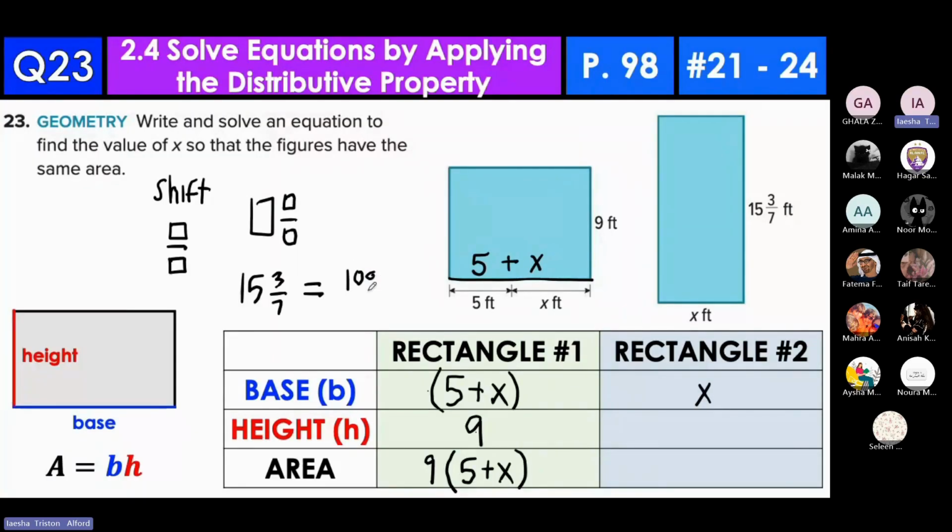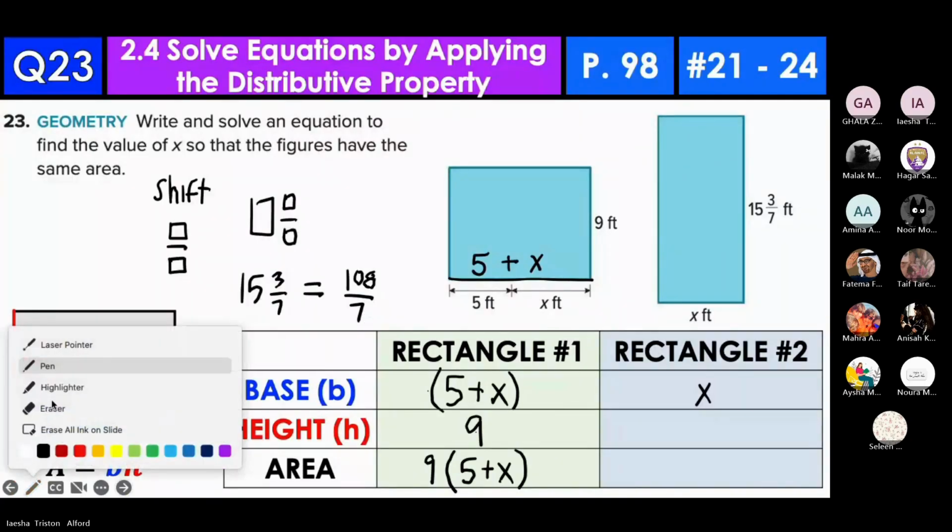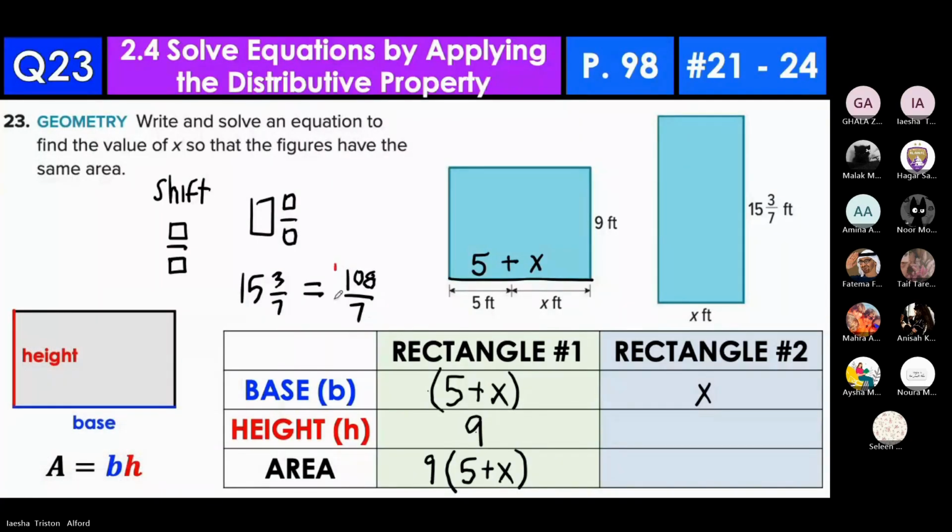What is the decimal for that? 15.4. What is it? 15.4285. Yes, it's very long. So no, we're going to use 108 over 7. We're not using this one.